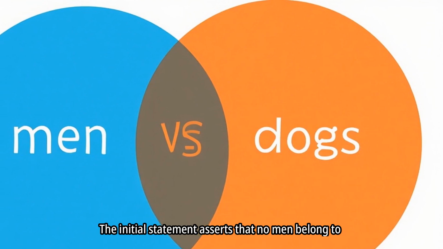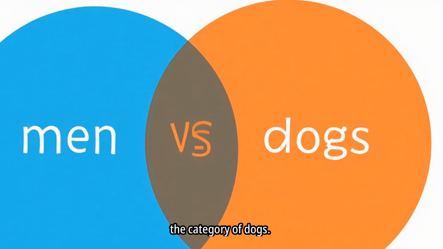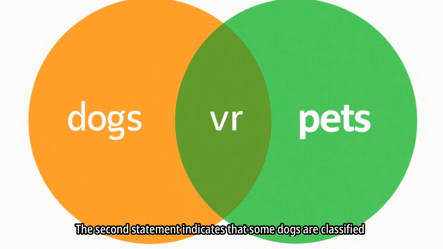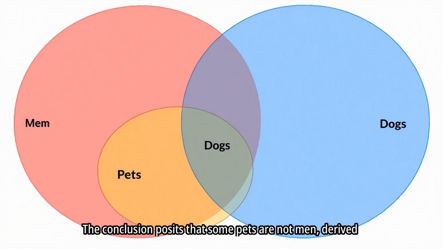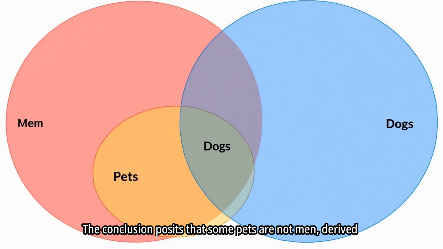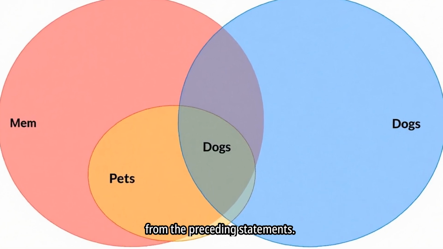The initial statement asserts that no men belong to the category of dogs. The second statement indicates that some dogs are classified as pets. The conclusion posits that some pets are not men, derived from the preceding statements.